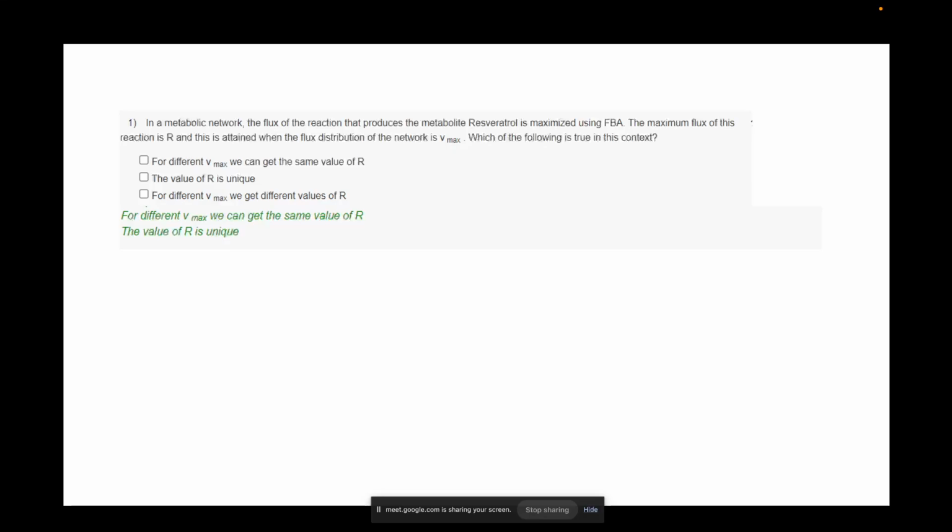Sorry, I was stating the opposite thing. So for different Vmax, you'll always get the same value of R because R is the maximum flux for this particular reaction, and it is going to be unique.